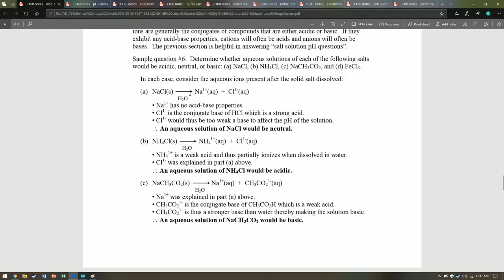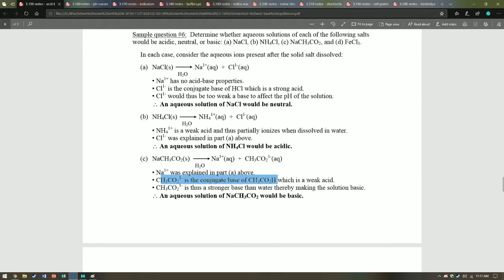Lastly, let's go through sodium ethanoate. Here, this was explained in part A. Na+ has no acid-base properties that we know of. The ethanoate ion is the conjugate base of a carboxylic acid, which is a weak acid. Since this is a conjugate base, it is a stronger base than water and is therefore basic.